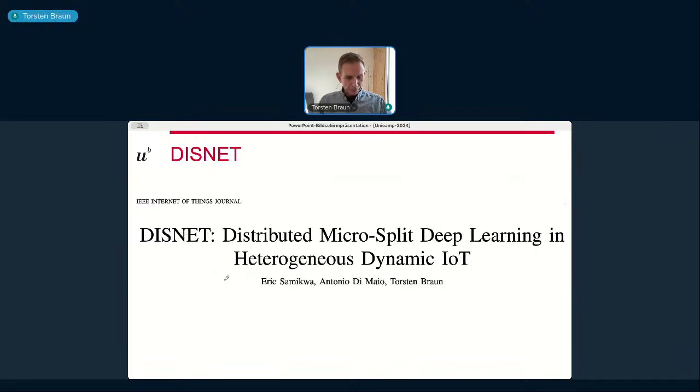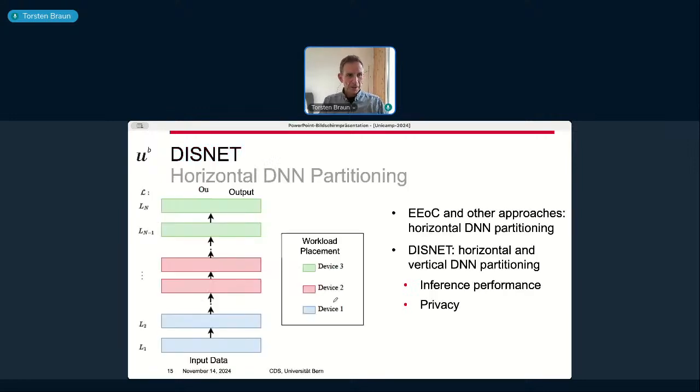Okay, so this was the first rather simple work we performed. That means just selecting a split point and deciding which part to process on the IoT device and which part to process on the server side. The next piece of work we called DISNet, Distributed Microsplit Deep Learning in Heterogeneous Dynamic IoT. And here I just repeat what we did.